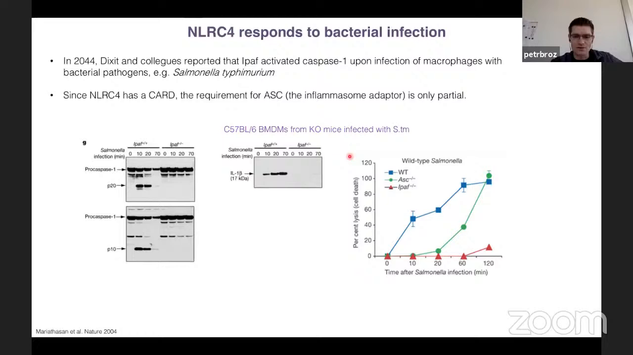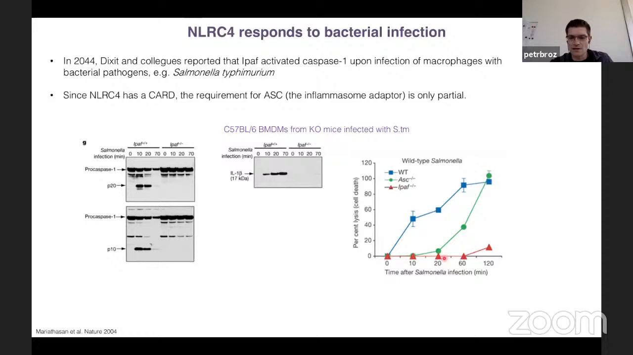They also looked at cell death induction by measuring cell lysis. This was done using LDH release. LDH is lactate dehydrogenase, which can be measured in the supernatant of lysing cells and serves as a readout for cell death, lytic cell death, or cell lysis. In this case, you can see that the blue ones, wild-type cells, die very quickly after Salmonella infection and the cell death goes up, and the IPAF knockouts don't die that quickly. So that's the red curve.